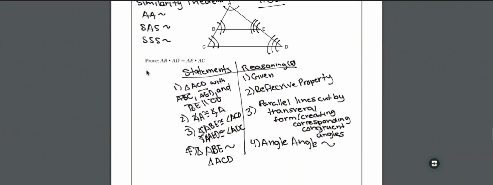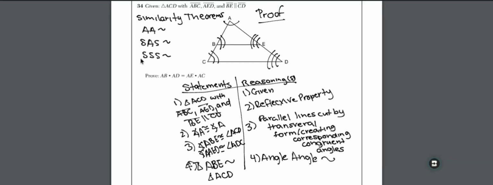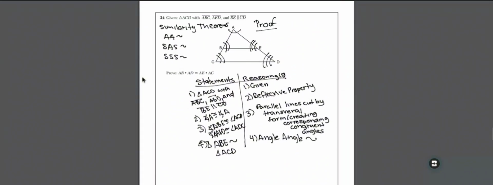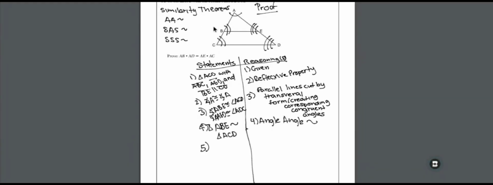What does that give me? Well, let me scroll down a little bit, so zoom out a little bit. It tells you that, so statement number 5. After proving that triangle ABE is similar to triangle ACD, I can prove that AB to AC is equal to AE to AD, because I know that corresponding sides of similar triangles are proportional.